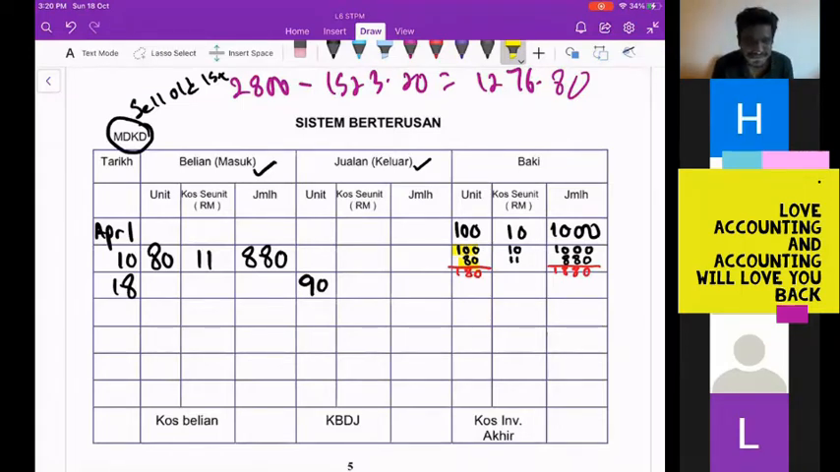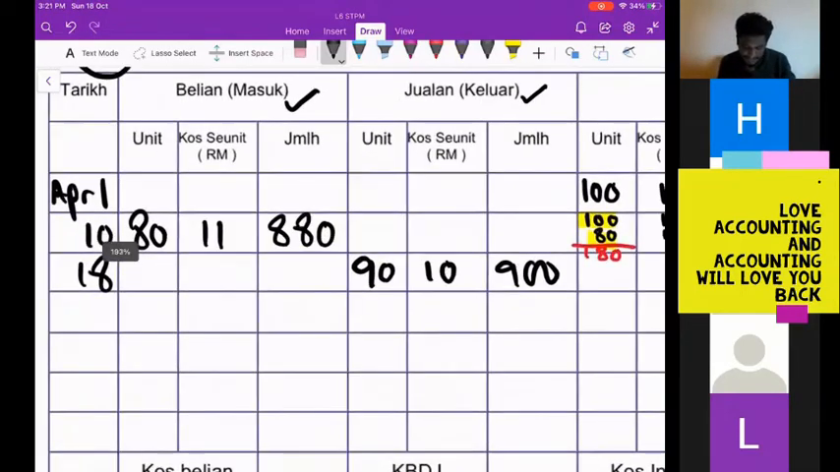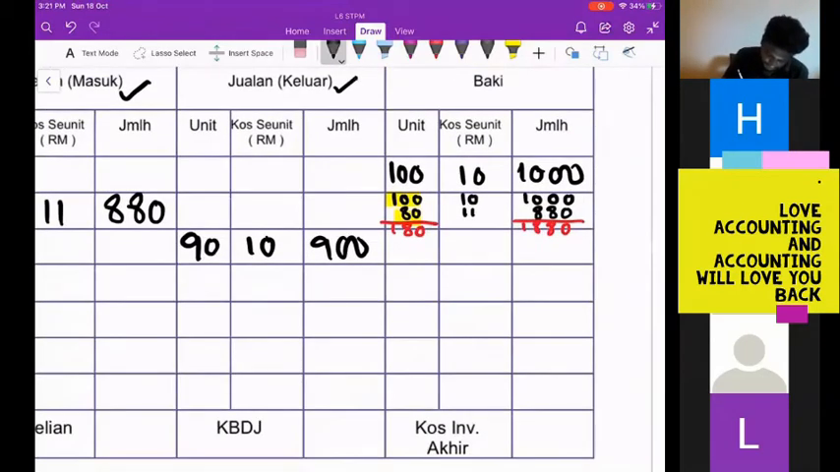Hello? You will sell from the 80 or sell from the 100 first? Okay, you will sell the old. Very good, everyone. Okay, you sell the old first. So I'll take the 10. 90 times 10, I get 900. So the baki dia adalah 10, 10, 100 still with me. 80, 11, 880 still with me. Boleh faham?